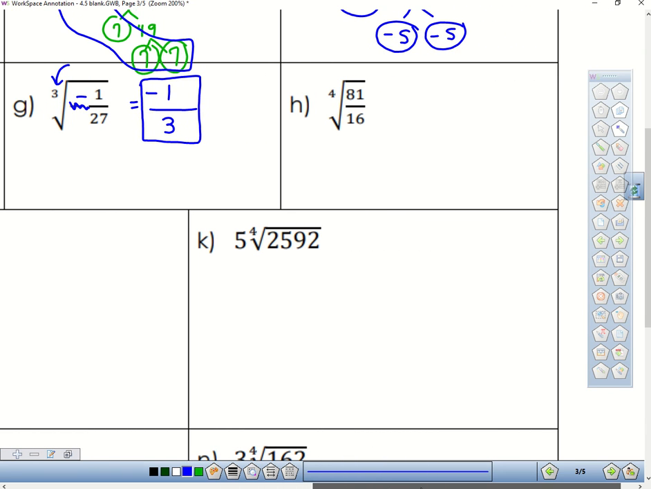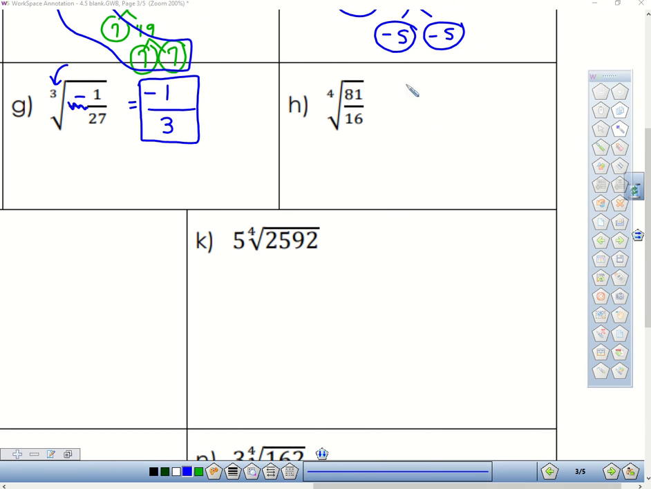And the next one, anybody know what the fourth root of 81 is? I think we talked about it earlier. This one's going to be plus or minus because my index is even. 3. 3, because 3 times itself 4 times is 81. And then what is the fourth root of 16? 2. Very good.